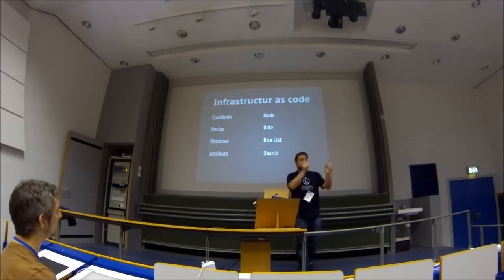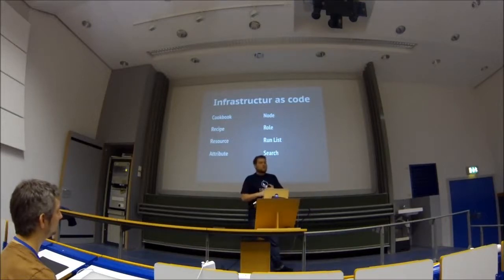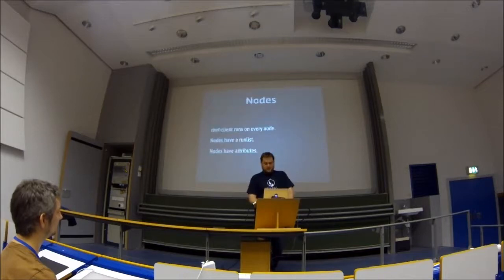The nodes are your machines. The roles, you can group stuff, and it tells you what code needs to run wherever. And search. Search is something you can use to get your information out of Chef server and apply it.